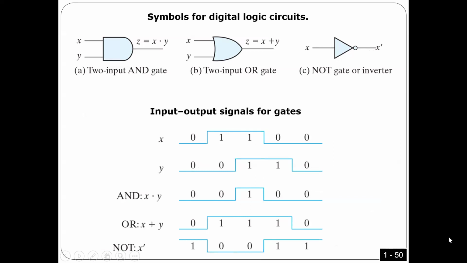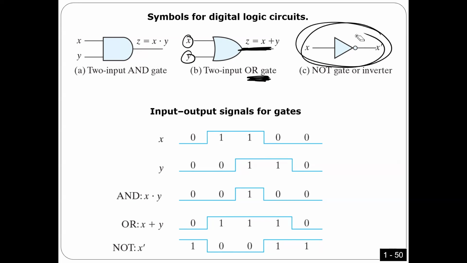We have another gate. We call it the OR gate. It can have 2 inputs. Always it has 1 output, but it can have at least 2 inputs, so it can be more. The OR gate is different from this one, the inverter, which always has 1 output and 1 input.